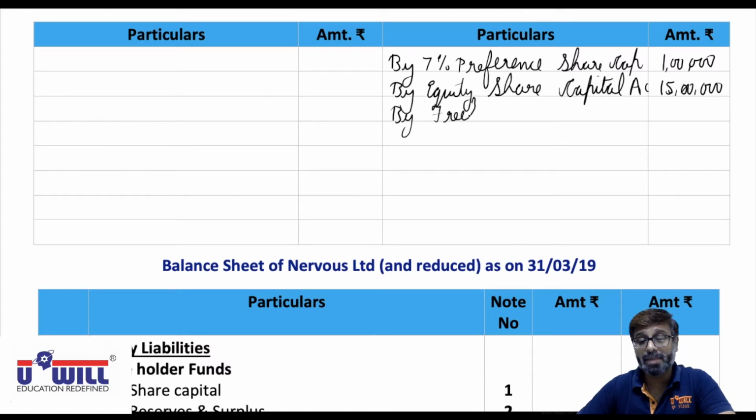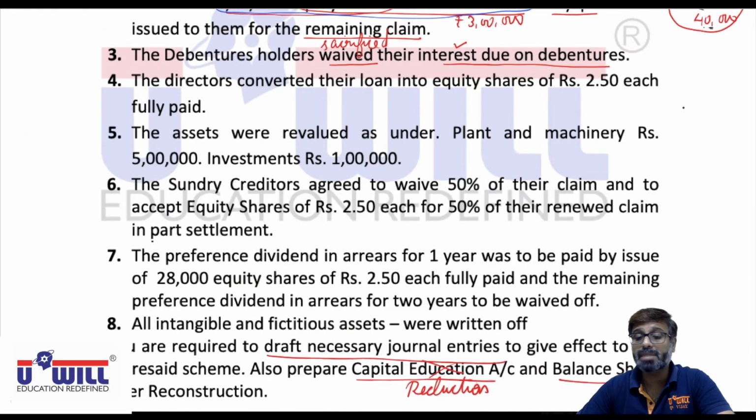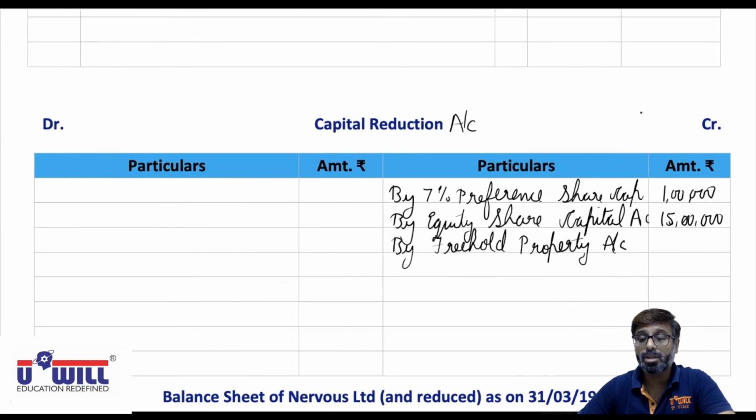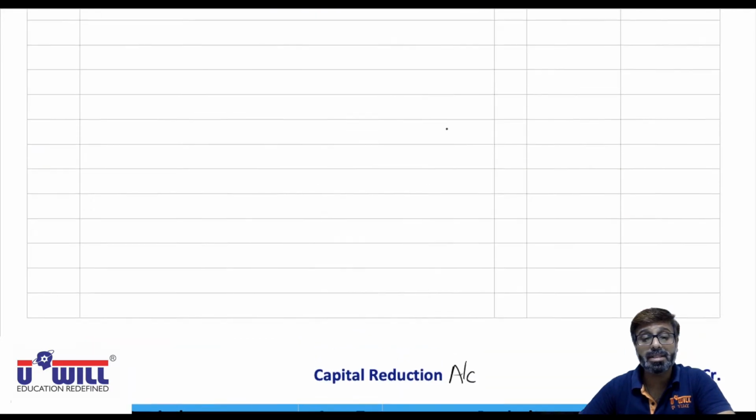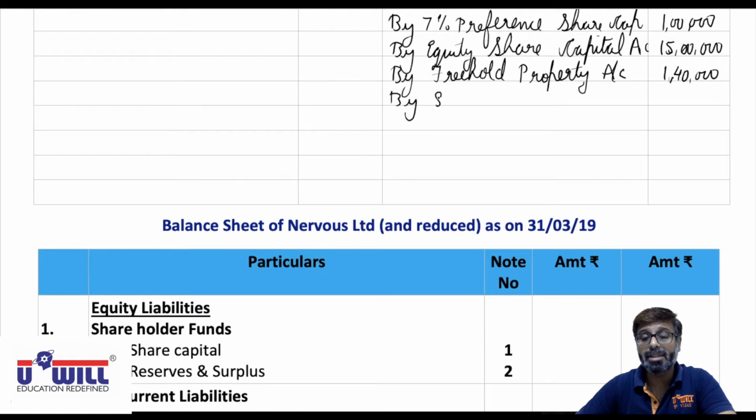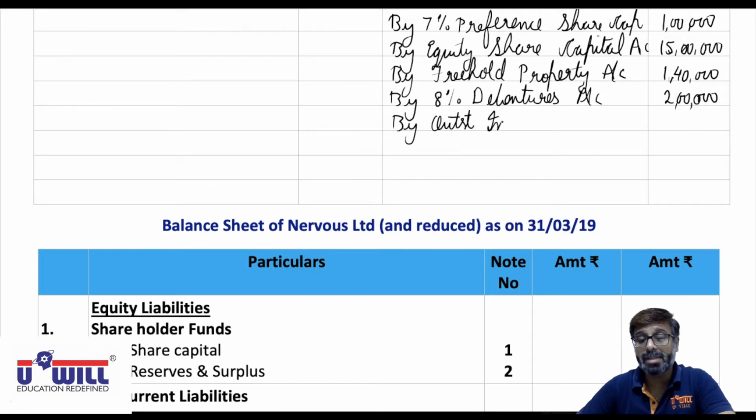By freehold property, as I explained in the adjustment. Because of freehold property, capital reduction is getting created with what amount? Property is valued at 3,60,000 against 5 lakhs, so 1,40,000. So by freehold property 1,40,000. Then by 8% debentures account 2 lakhs, because against 10 lakhs we are paying them 8 lakhs. And by outstanding interest on debentures account 40,000, which they are sacrificing.